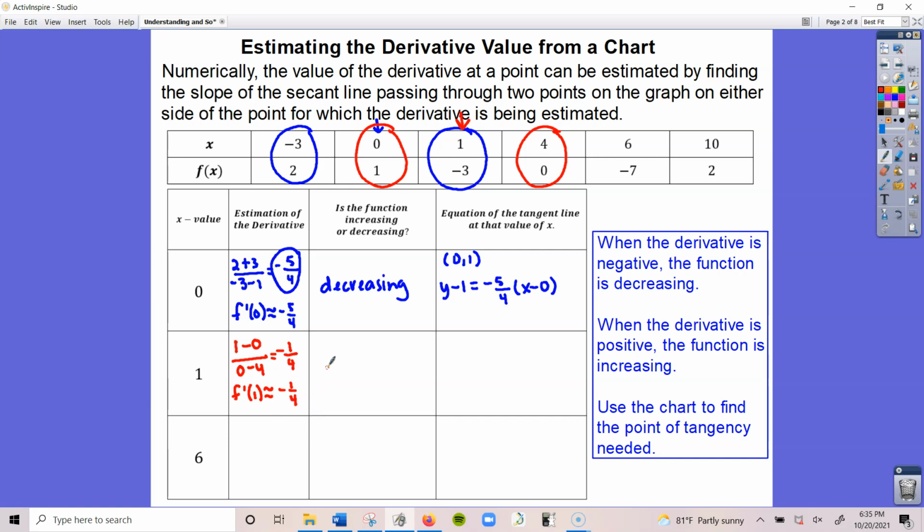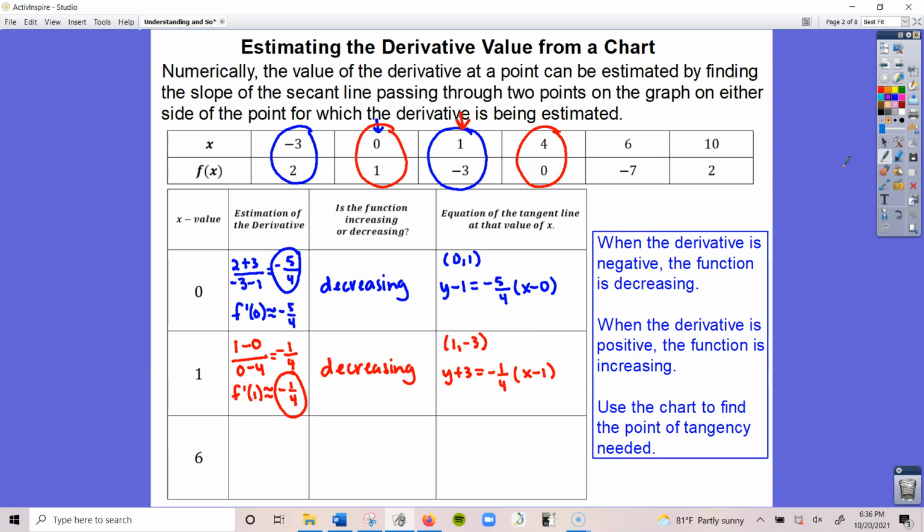Since my derivative is negative, again, this means that my function is decreasing. And to find the equation of this tangent line, I have the slope. I need the point of tangency, which would be 1, negative 3. Remember, we're doing the exact same thing we've done before. Since we're given the x, we can just look on the chart here to get that point. So now we put this into the equation. Y minus negative 3 becomes plus 3 is equal to my slope, negative 1 over 4, x minus 1.